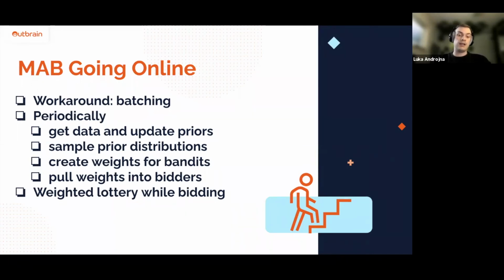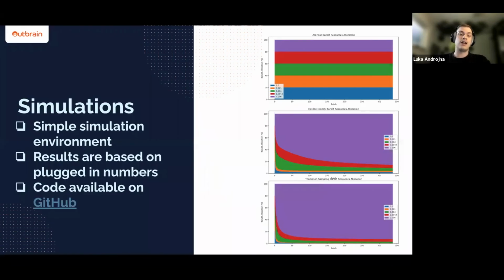And at bidding time, when we are constrained with time, we only have to run a weighted lottery while bidding. Just one random number and looping through an array of, let's say, up to 10 elements is actually very cheap and doesn't really have any effect on our timeouts, how much we can bid, and so on.